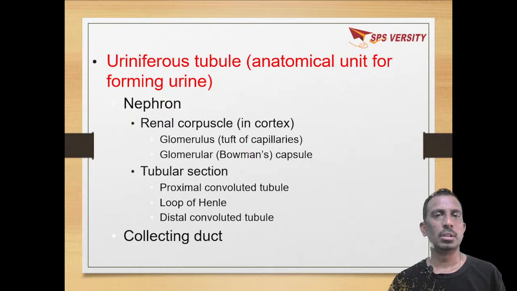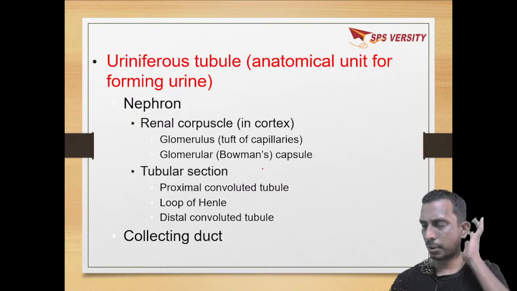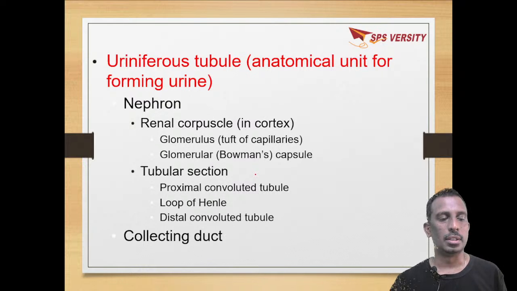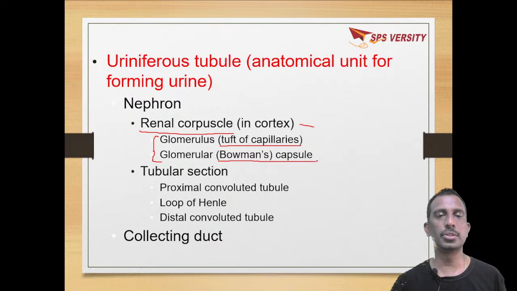Now we come to the anatomical unit, the uriniferous tubule, which is nothing but the nephron. In the nephron there are different parts: the renal corpuscle, PCT, loop of Henle, distal convoluted tubule. The Bowman's capsule and the glomerulus combined are called the renal corpuscle, which is present in the cortex. The glomerulus is a tuft of blood vessels, and Bowman's capsule is a cup-like structure which holds this tuft of capillaries.